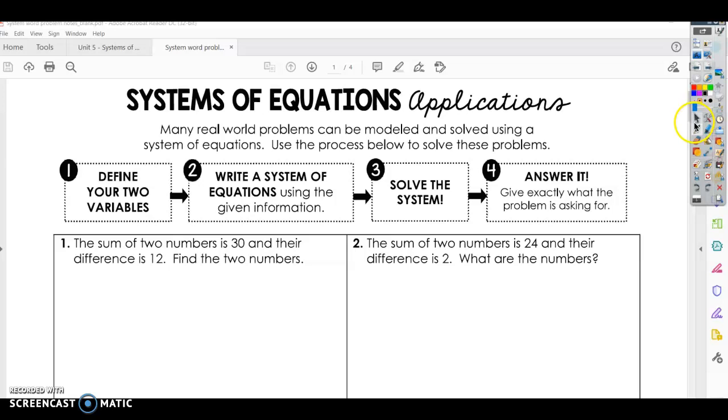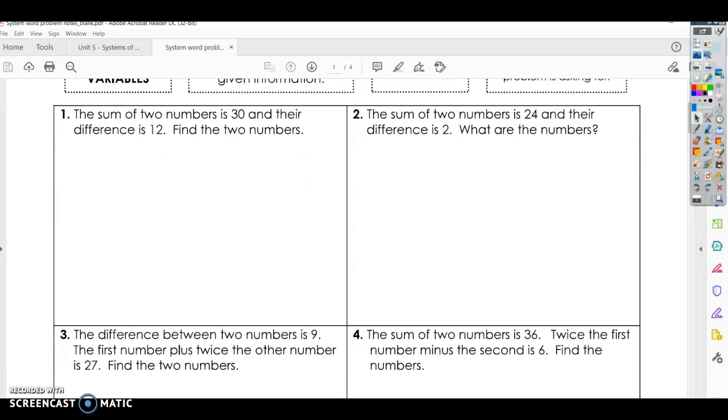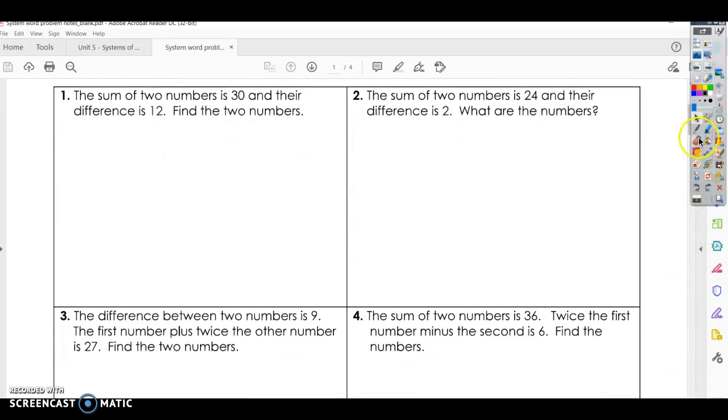All right, so we're not going to look at all of these. There's about 20 examples. We're going to go through a couple to get started, and then we're just going to look at maybe the even problems. So let's look at number 1 to get started.